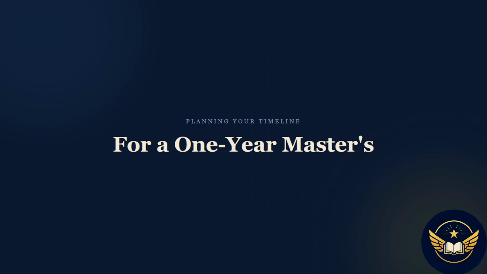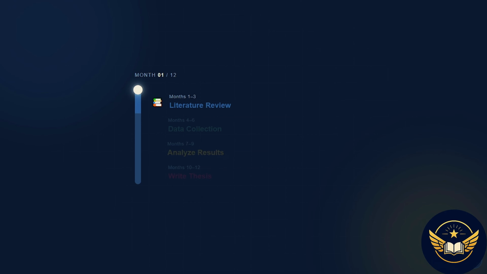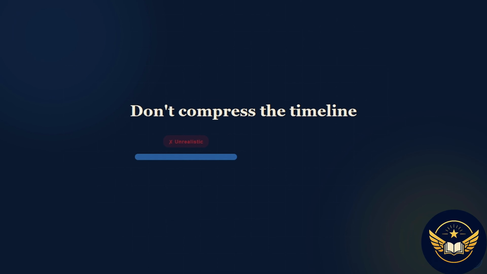For a 1 year masters, months 1 to 3, complete literature review. Months 4 to 6, collect data. Months 7 to 9, analyze results. Months 10 to 12, write thesis. Be realistic. Don't claim you will complete a complex study in 3 months. Reviewers know better. So make sure you understand what each phase requires. Use a simple table or chart.